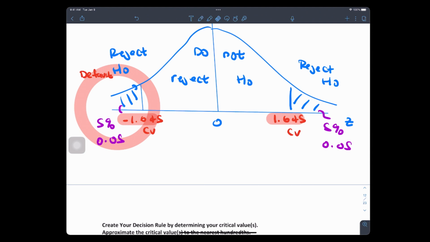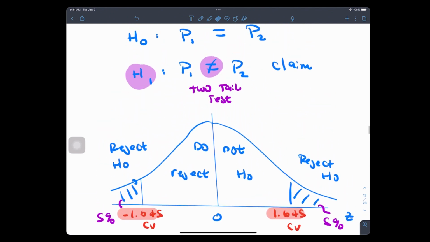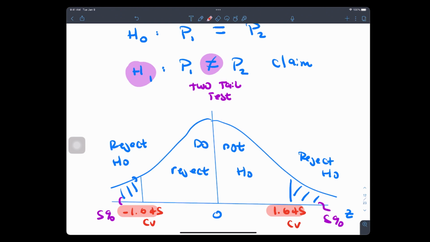So we're doing this default in honor of those that have the older calculators, okay? Because some of those students contacted me this weekend going, hey, I can't do inverse norm. How do I do inverse norm? You guys know what I mean? Negative 1.645, positive 1.645. Those are my critical values.